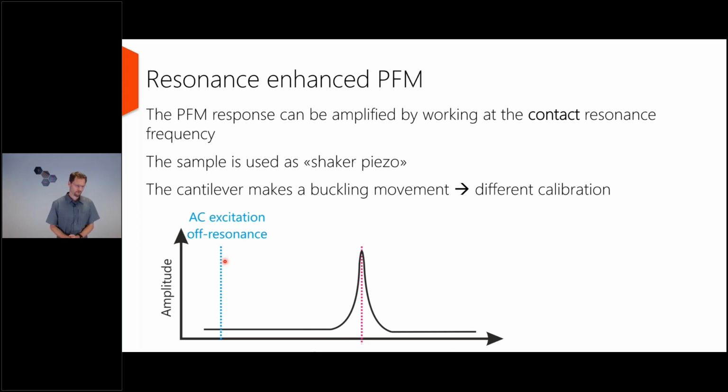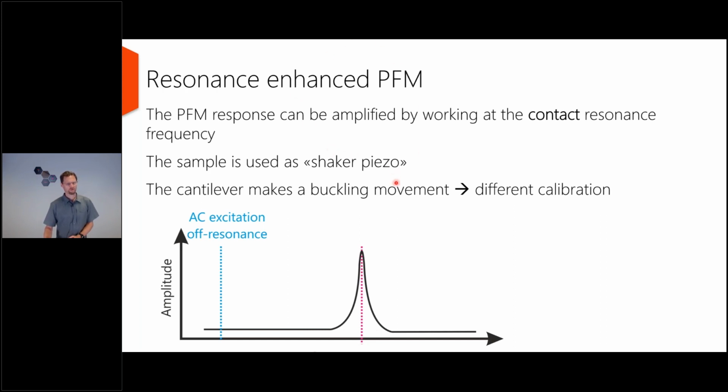Since we are in contact with the surface, it's not really the normal resonance that's important, but the contact resonance. There, the tip is also in contact with the surface, and you get a different mode of movement because you have now both sides of the cantilever fixed, not freely moving, and then you get the so-called contact resonance, which is 4 to 5 times higher than the normal resonance. And if you work at that resonance, I get, at the same excitation amplitude, a much higher response.